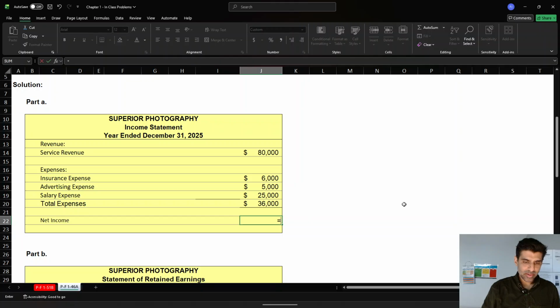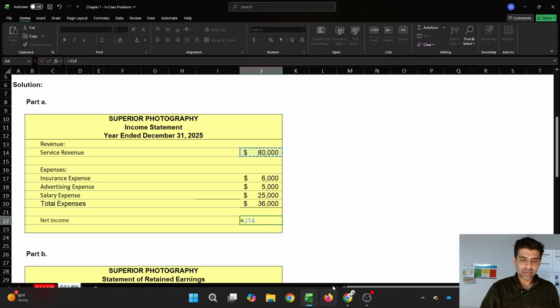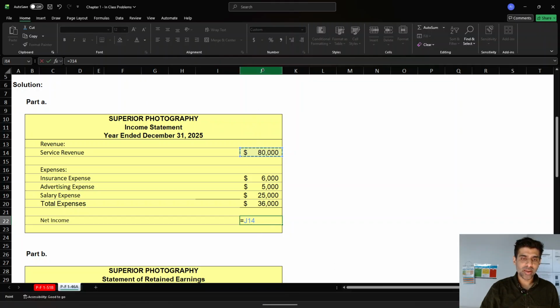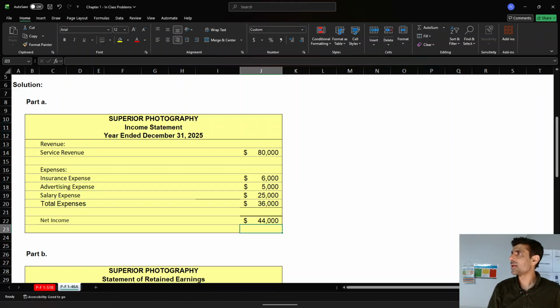All that is, it's equal to my revenue. And then in Excel, so you can see I did a cell reference. I did equal sign and then I just pointed to this cell and it says J14. It's like a grid. You can see it's column J, row 14. Minus this cell, 36,000, J20. Okay, 44,000 is my net income.